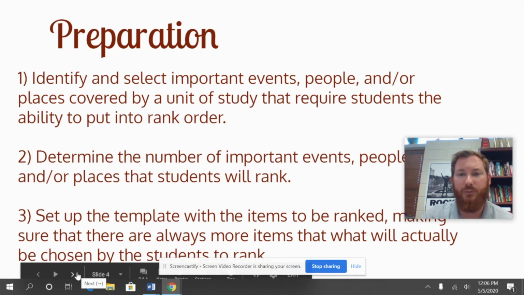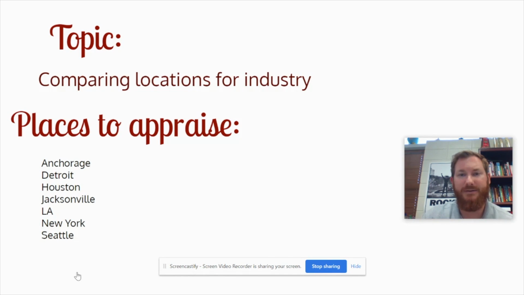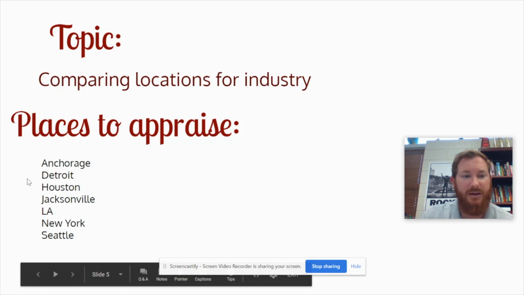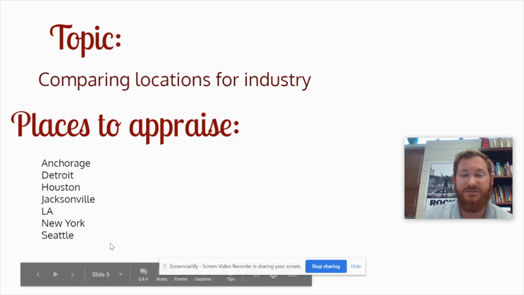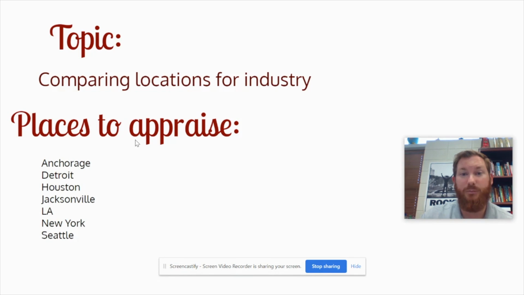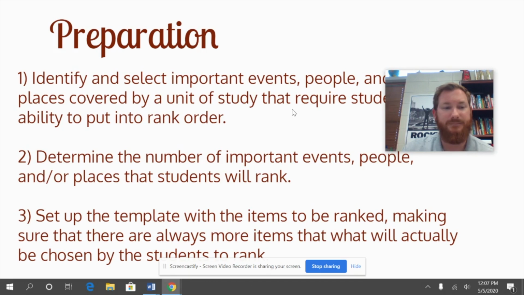So an example that we'll look at today is comparing locations for industry. I teach geography, and this is in my course of study. I have 7 cities listed here, and if you were to complete this entire lesson, at the end of the lesson, you will have compiled data for each of the cities and then evaluated them as potential locations for industry. So choose a topic that can be evaluated and can be listed.